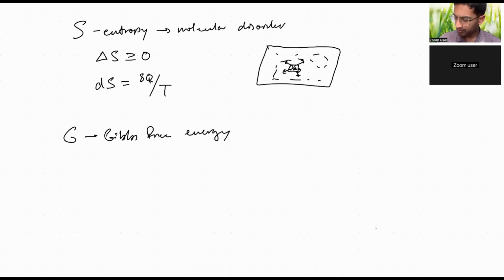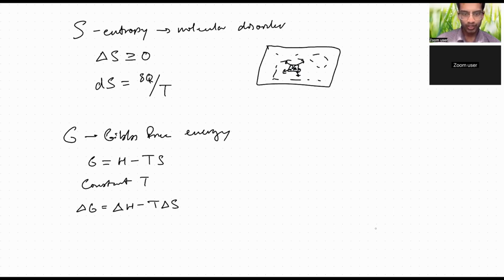This is G equals H minus TS, or at constant temperature, delta G equals delta H minus T delta S. So at constant temperature and pressure, the change in Gibbs free energy will tell you whether a process will happen spontaneously, right? So suppose delta G is negative.